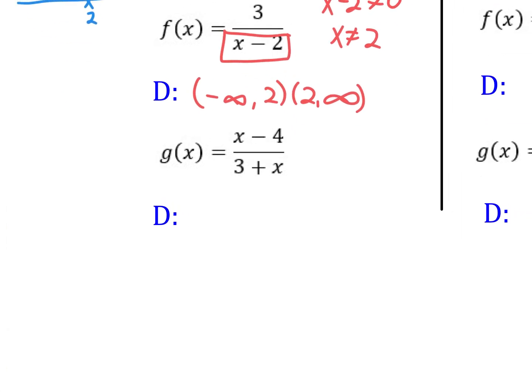All right, next one. 3 plus x. I'm looking at that denominator. X is not allowed to equal -3. So I'd write my domain, -infinity all the way up to -3, and then -3 to +infinity.